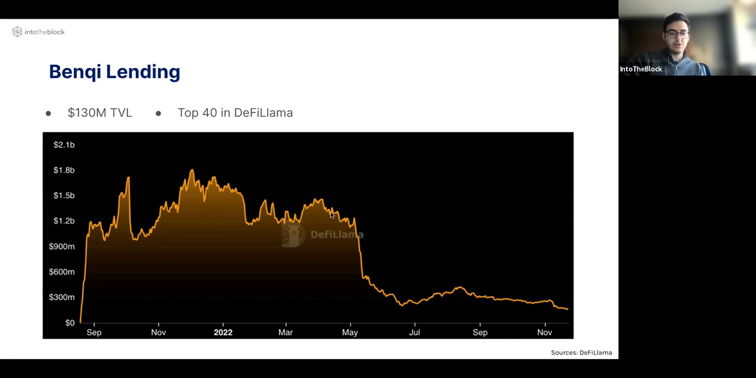So even in Q1 and Q2, as I mentioned, the broader ecosystem was holding up quite well. But then in May, it saw a very drastic downturn. Nonetheless, it still is within the top 40 protocols in terms of total value locked, with $130 million in TVL.